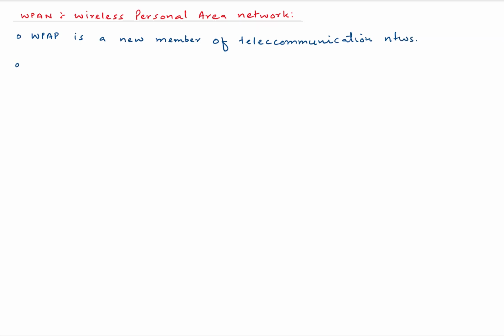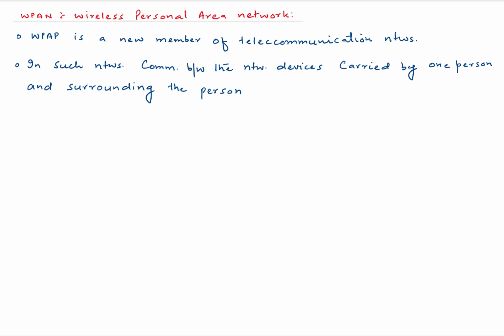In such networks, communication between the network devices carried by one person and surrounding the person happens at a conversational distance. The data rate in such networks remains around 10 bits per second to 10 MB per second. Okay, it has a capacity of 10 bits per second to 10 MB per second of data rate.